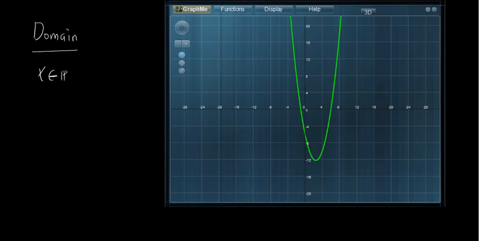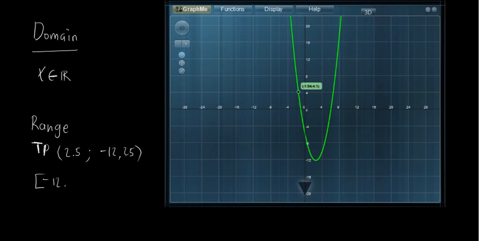And then let's look at our range. Remember that we found that our turning point was 5/2, which is your 2.5, and -12.25. That is what we found for our turning point, remember. So our range is going to be -12.25, and that goes all the way to positive infinity. Okay, so that is going to be the range for our function. It starts at -12.25. This is where our graph stops, and it goes all the way to positive infinity. So that is our range.